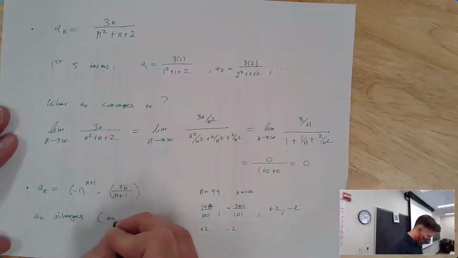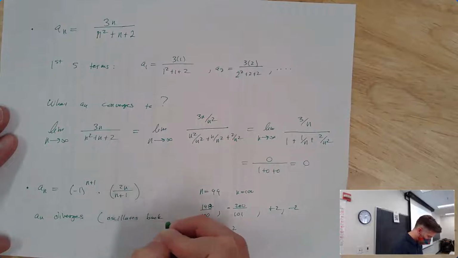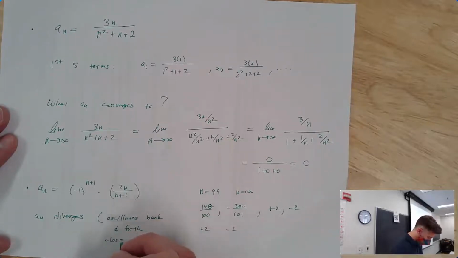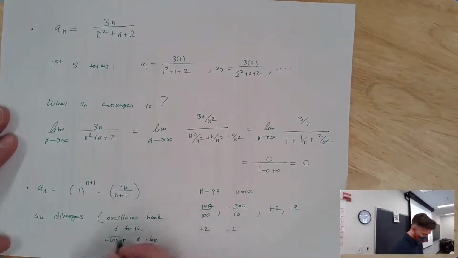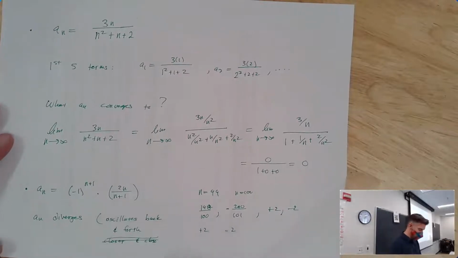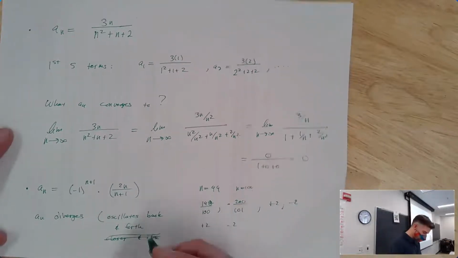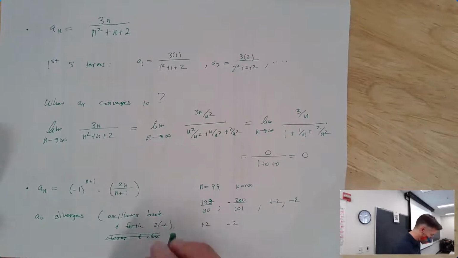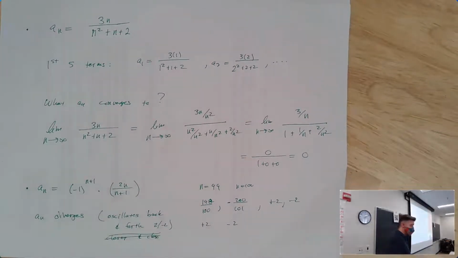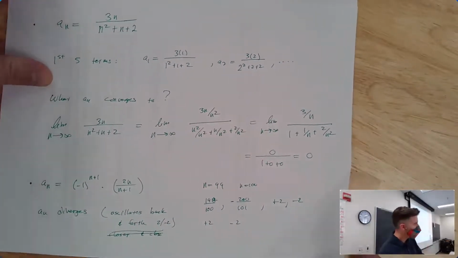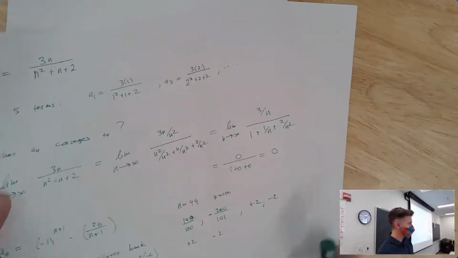Specifically, it oscillates back and forth, getting closer and closer to, well, that's bad language. It's not really getting closer and closer, but it bounces back and forth between numbers that are close to 2 and close to -2. The limit doesn't exist. On the other hand, when can an oscillating thing have a limit that does exist?